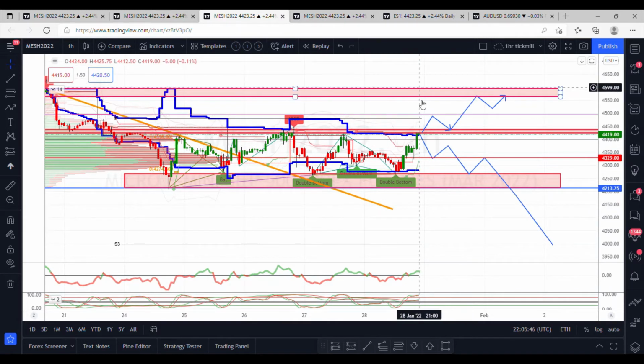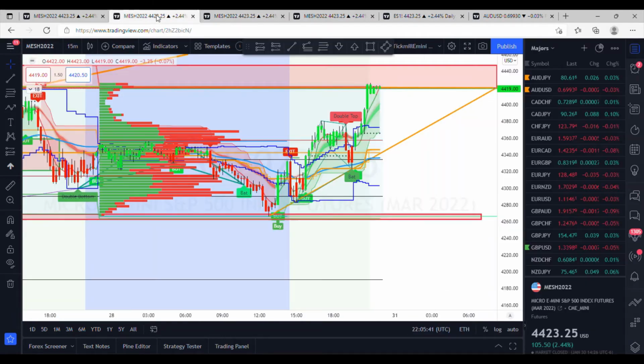Like I say, I'm more in favour of the rejection of this resistance area, 44.25 to 30 area, and then we're going to be coming back down. That's only because of what we've seen on the daily and the 4 hourly. So let's just go down to the 15 minute and just see what we're doing here.